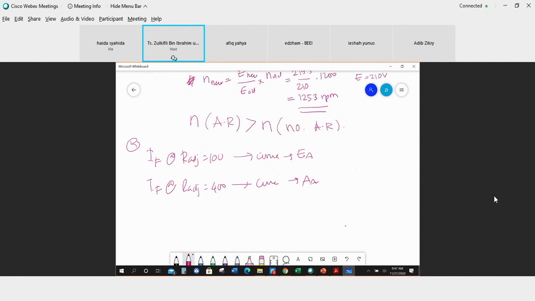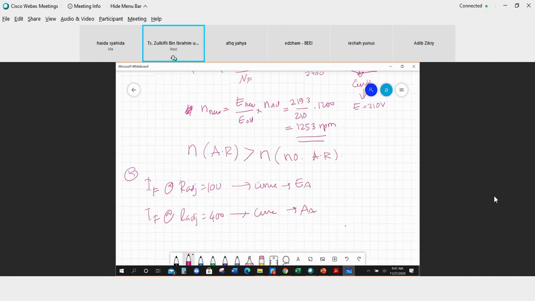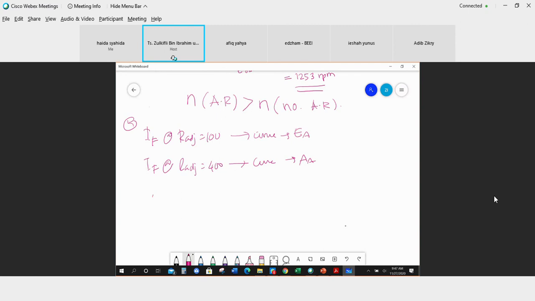then you apply the same rules, the same rules. Apply the same rules, E old, N old, E new, N new. Then dapatlah dah cari dia punya N new berapa.